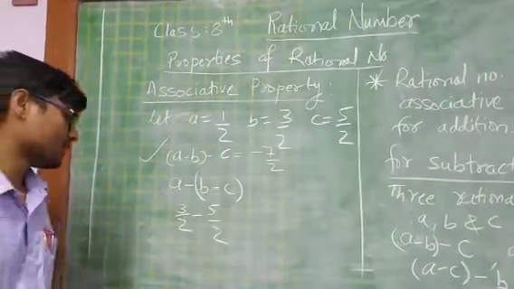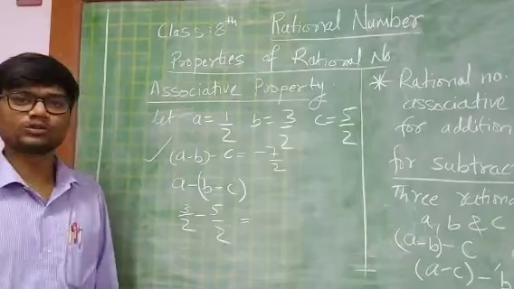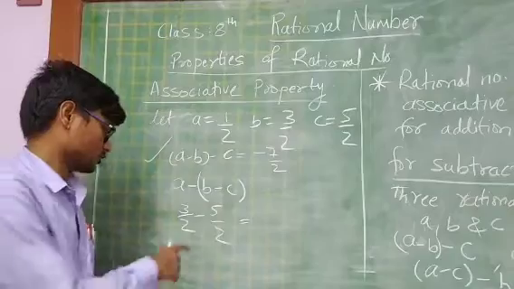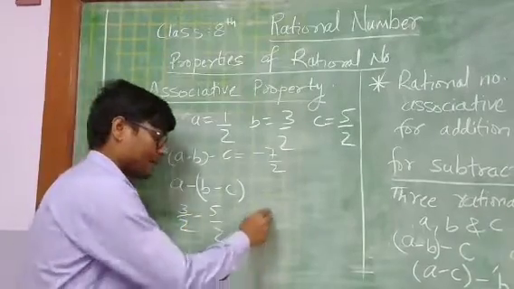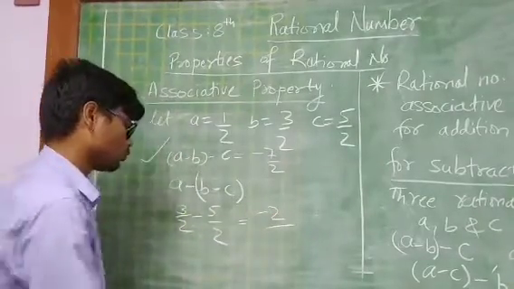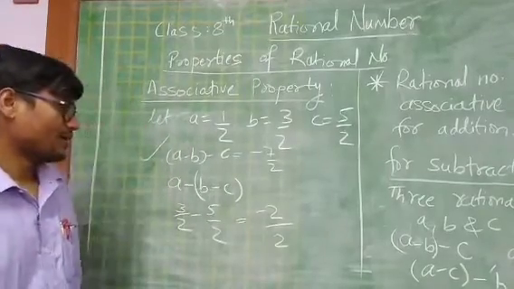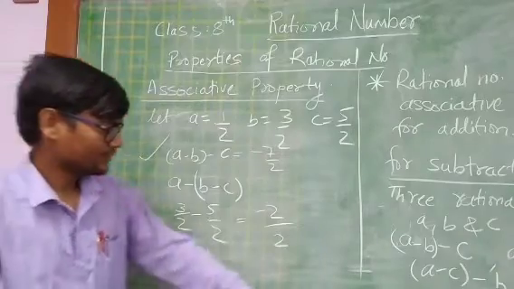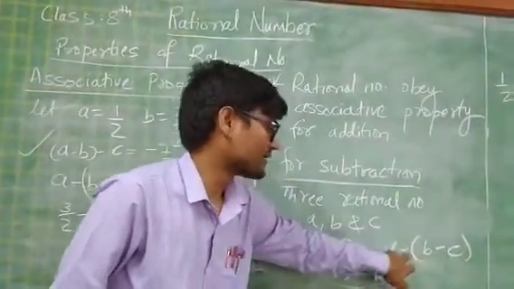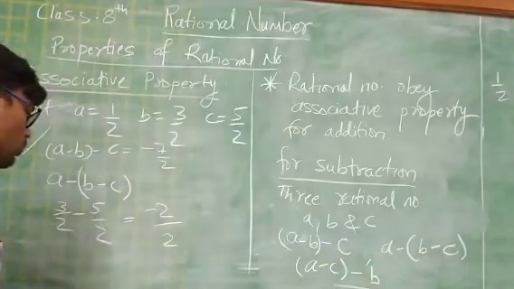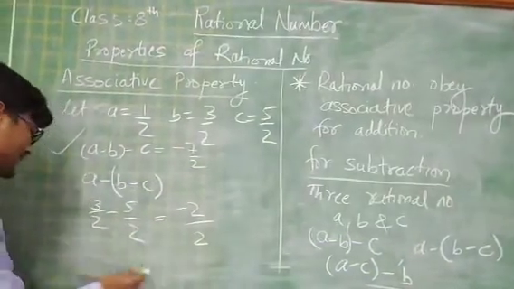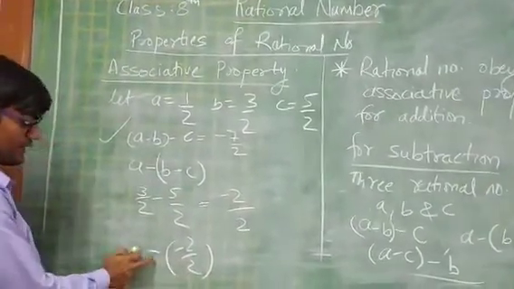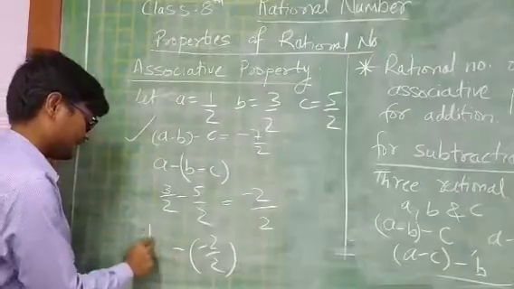We have to subtract 5 by 2 from 3 by 2. Here the denominators are same. Therefore, we are going to subtract only the numerators and the denominators will be left as it is. So 3 minus 5 is minus 2 upon 2. Now this result is being subtracted from A. What is A? A is 1 by 2.